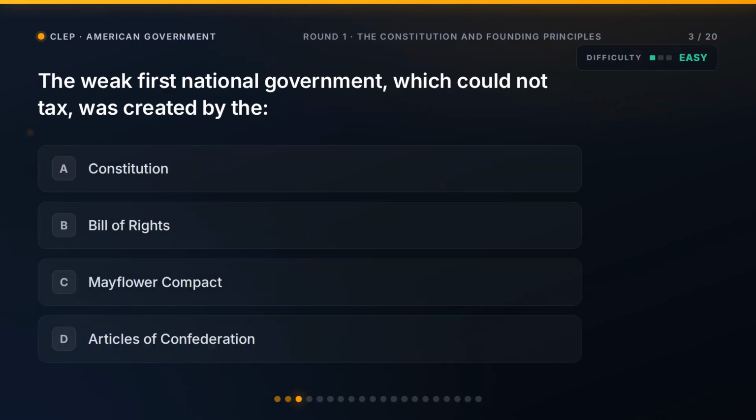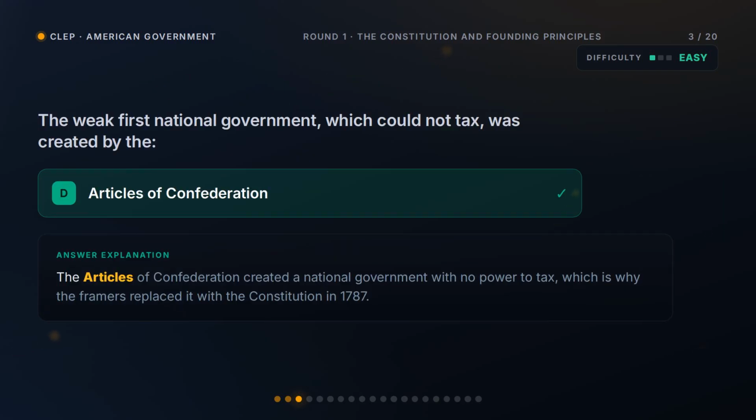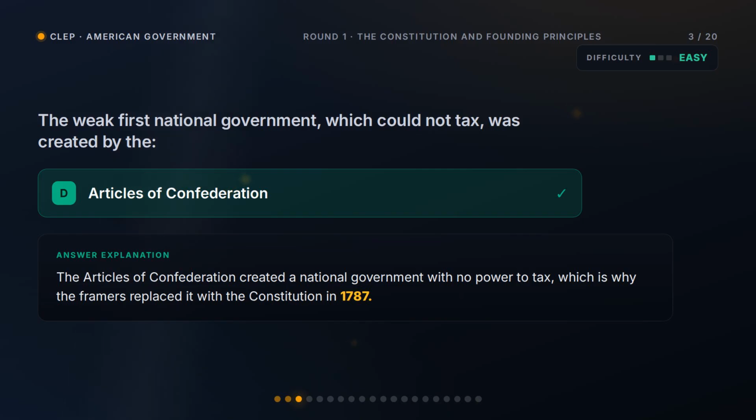Question 3. The weak first national government, which could not tax, was created by the A. Constitution. B. Bill of Rights. C. Mayflower Compact. D. Articles of Confederation. The answer is D. Articles of Confederation. The Articles of Confederation created a national government with no power to tax, which is why the framers replaced it with the Constitution in 1787.